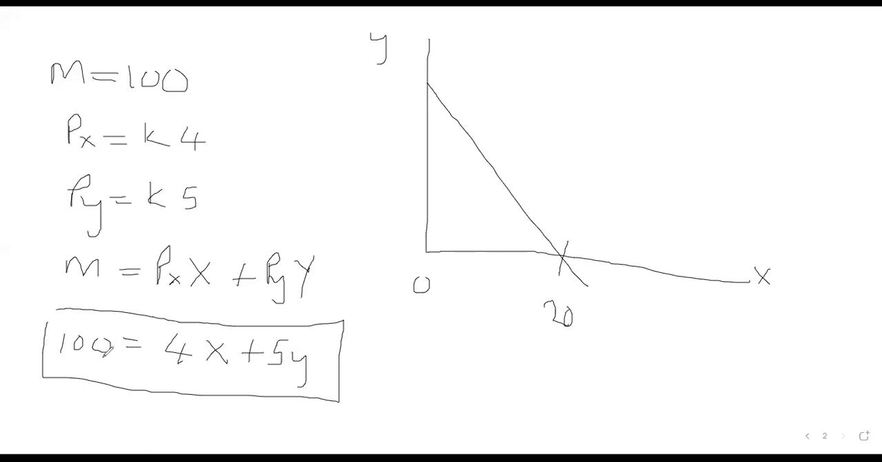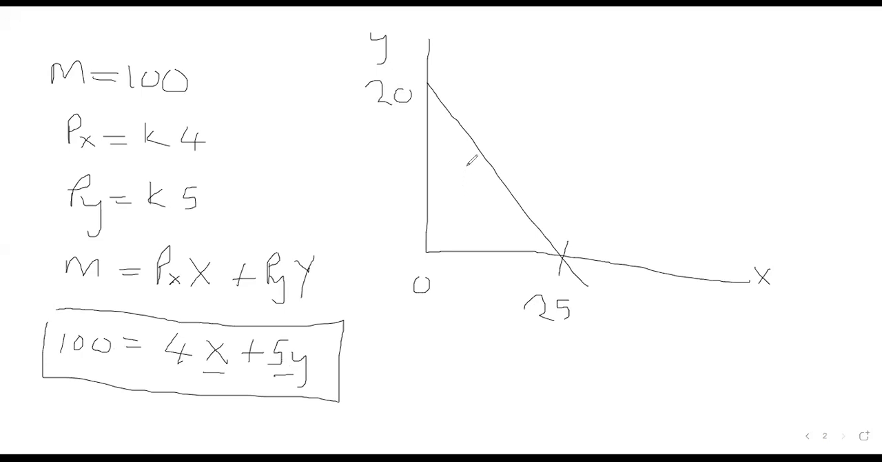4 into 100, what do we get? 25, not 20. 5 into 100 is 20. So to know where it's cutting x here, we'll divide 4 into 100, we get 25. To get the y-intercept, we're going to divide 5 into 100, we get 20. This is how we draw our budget line. So this is how the budget line will look.